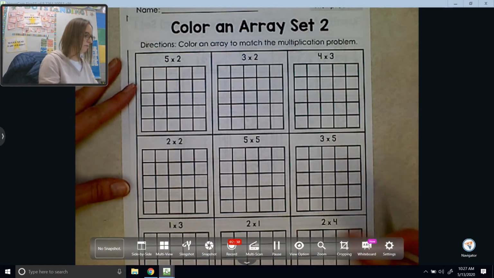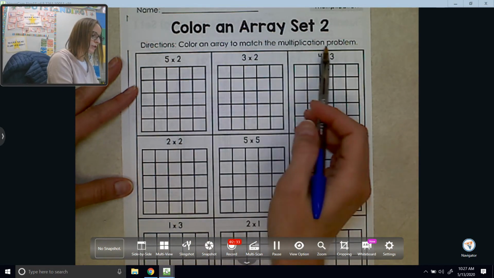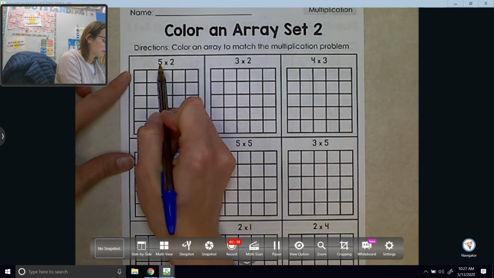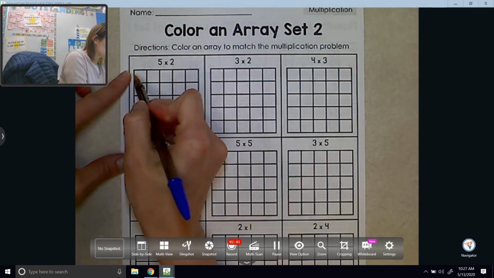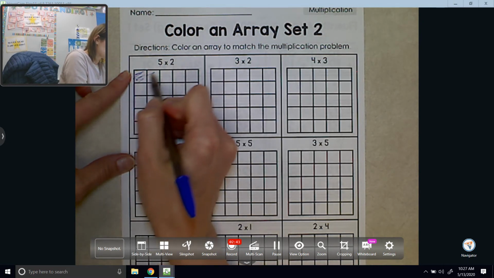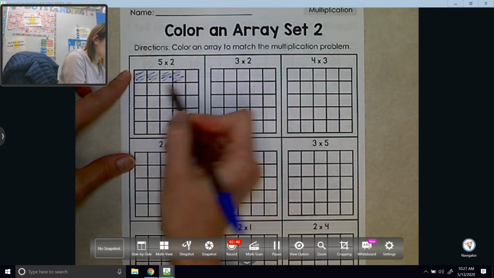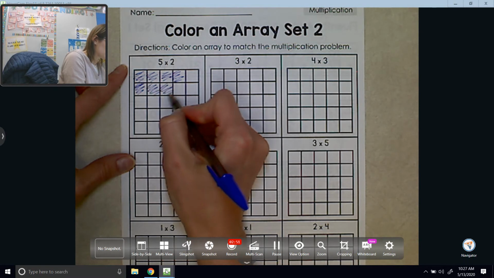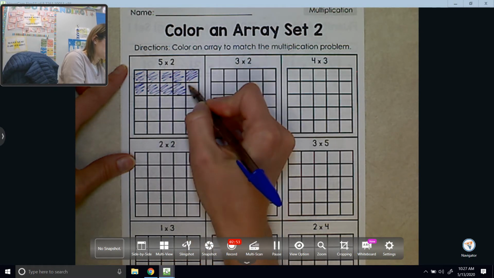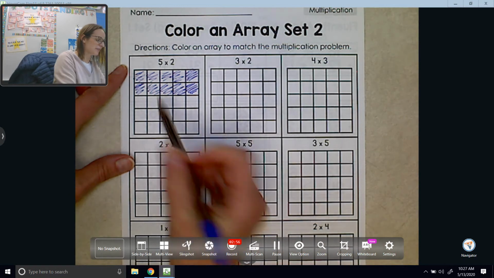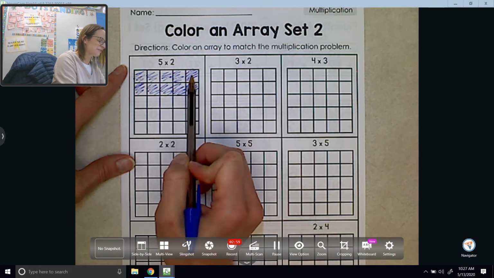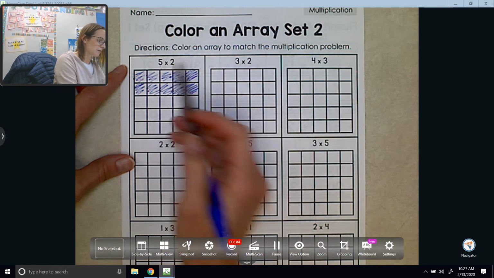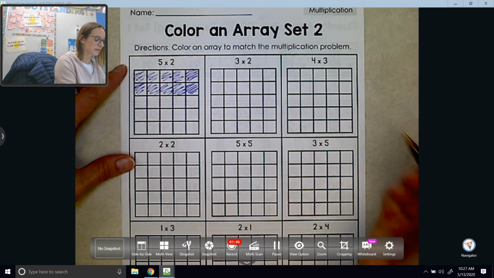So it says color an array to match the multiplication problem. This one I need to color 5 by 2. So let's see. 1, 2, 3, 4, 5 by 2. Whoops. Did anybody catch that? Alright, so 1, 2, 3, 4, 5. 1, 2. 5 times 2 is 10.